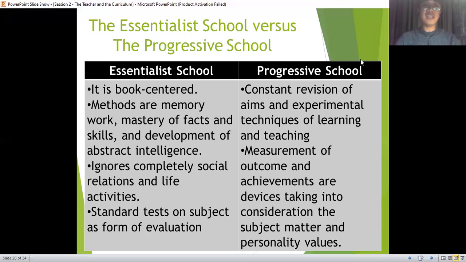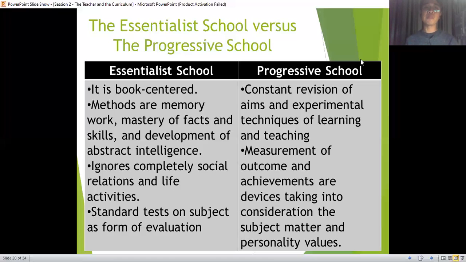For essentialist school, we ignore completely social relations and life activities. So lahat individual work, paper pen test, paper pen test. They focus on that, standardized tests. But under progressive school, no. In terms of measuring the performance of your learners, may performance task na. Meron ng paper pen test, meron ng outcome-based, like they need to produce the output. That will be a form of assessment, which is actually true at this point.